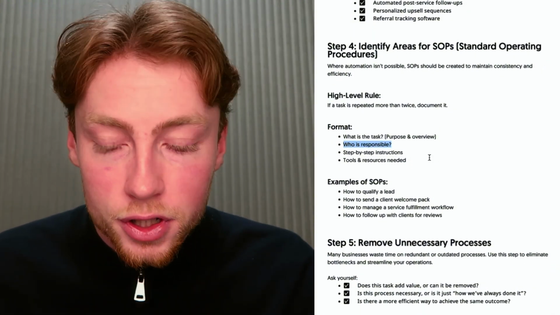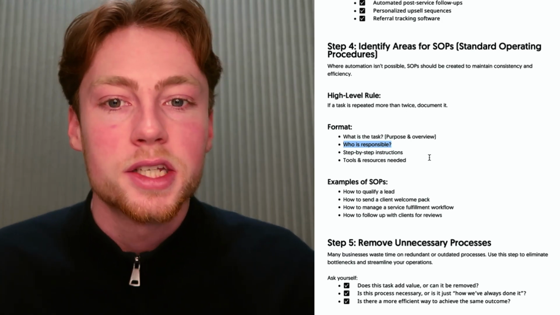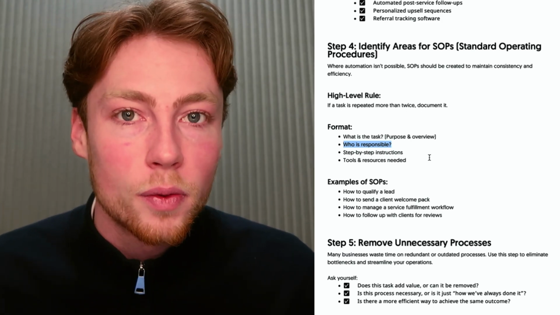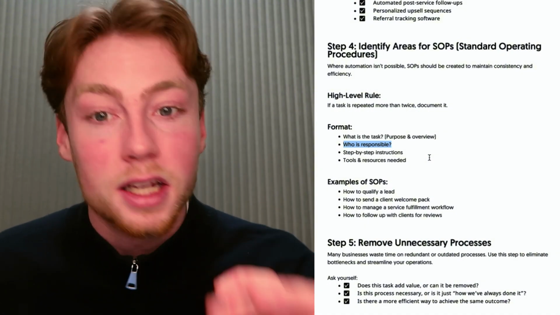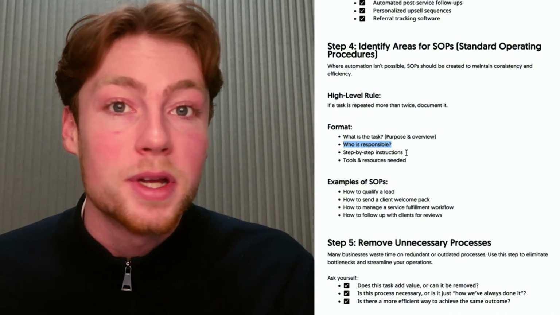Outline who this document's for, who should be following it, so that your team members know, when they're looking at the SOPs, is this for me? Is this something I should be following, or is this a different job role and I'm confused? Okay, you need to have that. Outline who it's for. Then keep it super simple, step-by-step instructions.